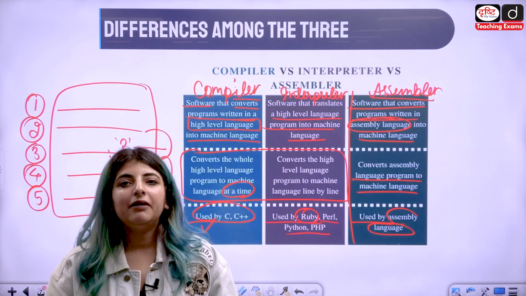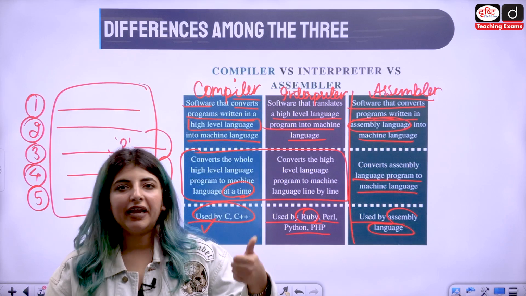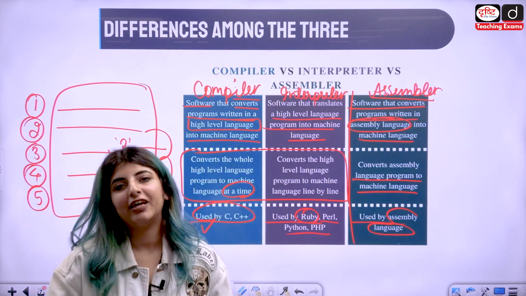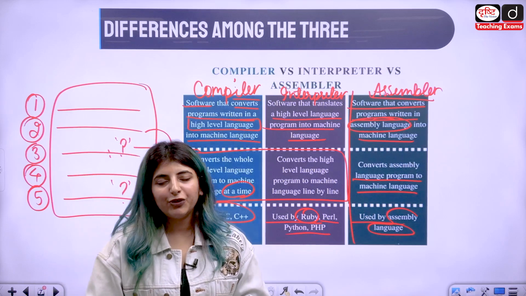So I hope the basic differentiation between compiler, interpreter and assembler is clear to you all, because these are asked in the NET examination. I'll come forward with some other video in the next lecture.